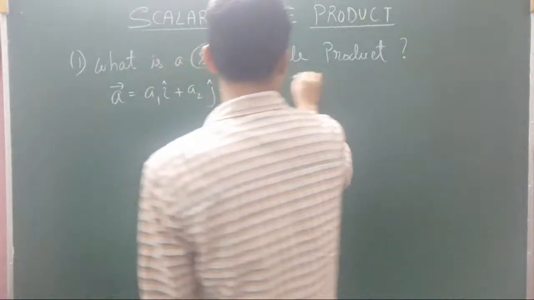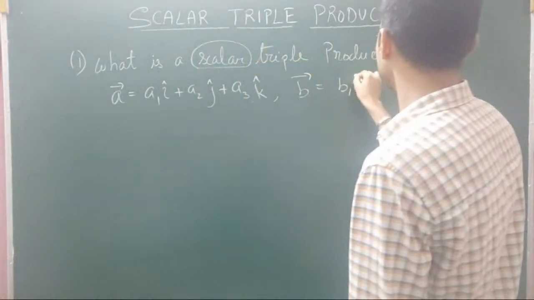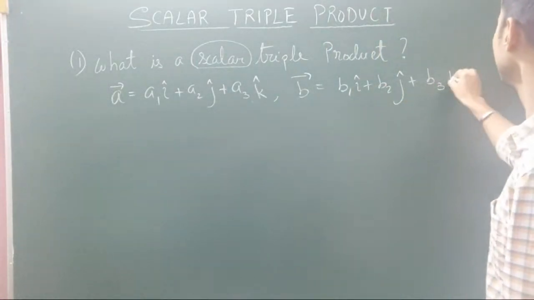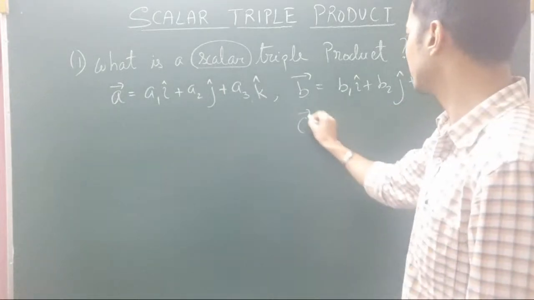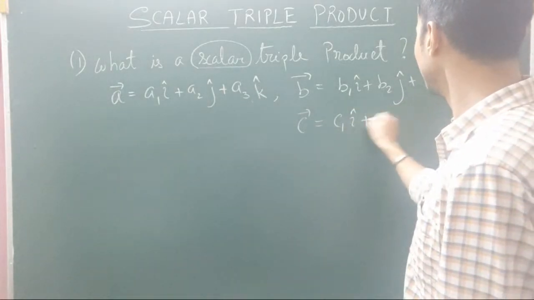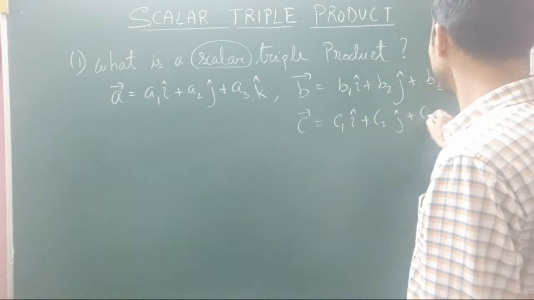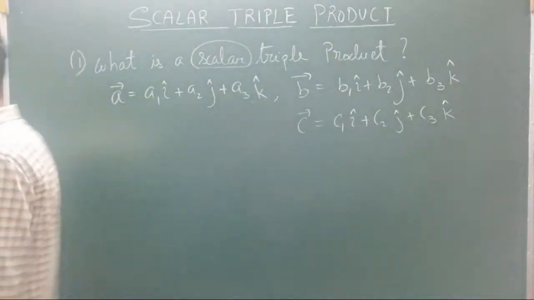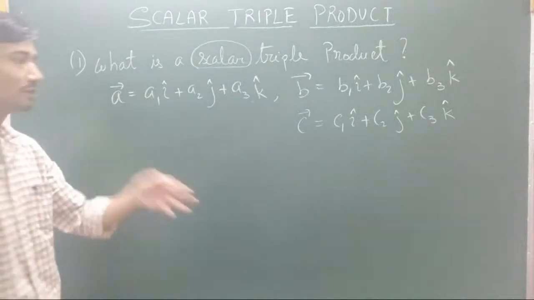I'll just write it here. Vector B as B1i, B2j, B3k, and vector C as C1i, C2j, C3k. Now I'm going to skip the process part.